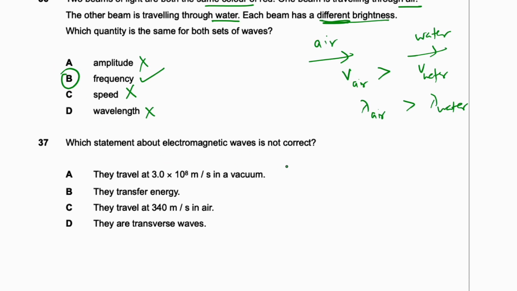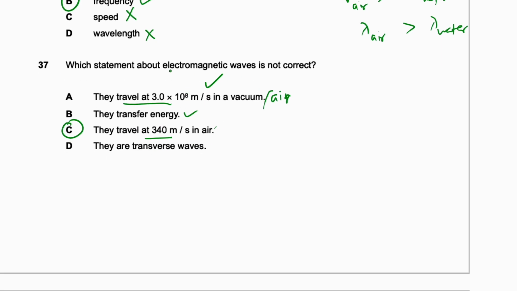Which statement of electromagnetic wave is not correct? They have the same speed, they transfer energy. They can't have two speeds. Air and vacuum is approximately the same speed, slightly different, but same speed. They cannot, this is the speed of sound in air, 340, because the question is electromagnetic waves. And the one that is not correct is this, because that's the speed of sound.